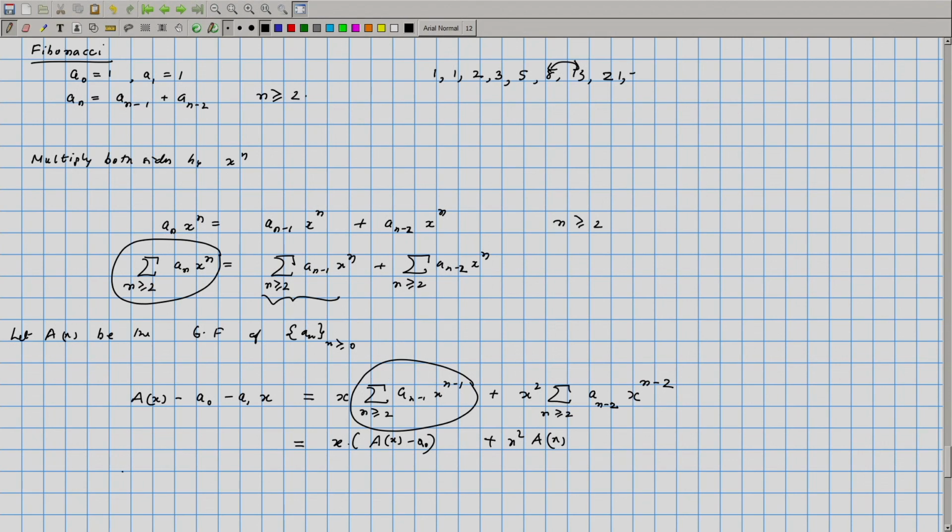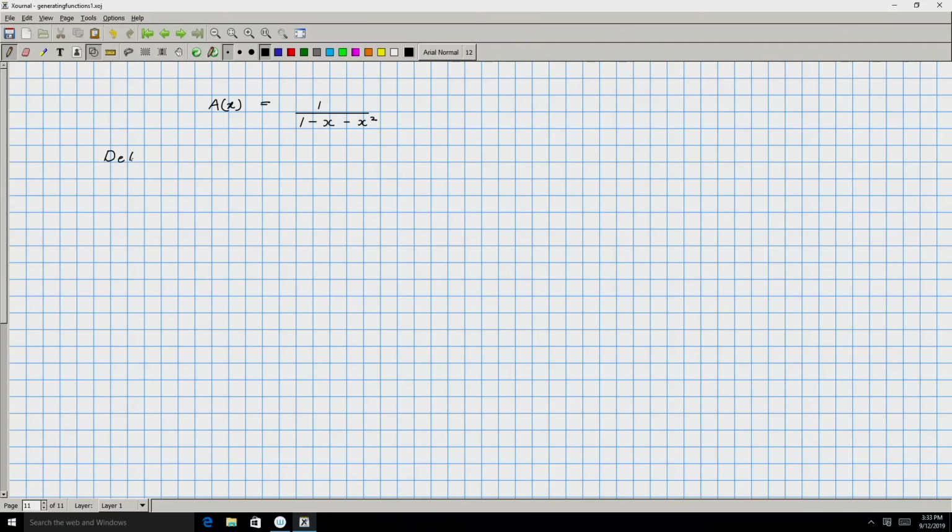We can bring all the A(x)'s together and substitute the values for the constants a_0 and a_1. So look at the equations involving the generating functions, and by rearranging terms and plugging in the values of a_0 and a_1, we will get A(x), the generating function, as equal to 1 by 1 minus x minus x square. Now what remains is to determine the coefficient of x^n. That is, if we expand out this particular function, what will be the coefficient of x^n?